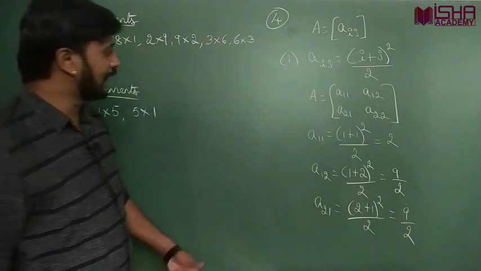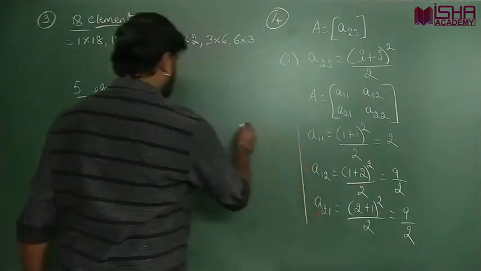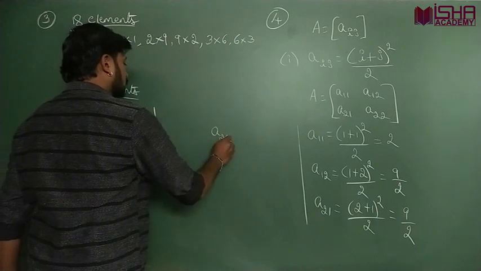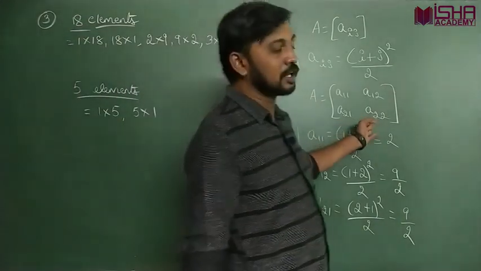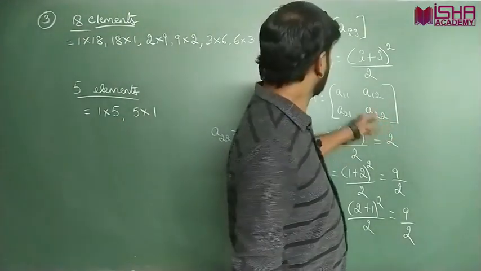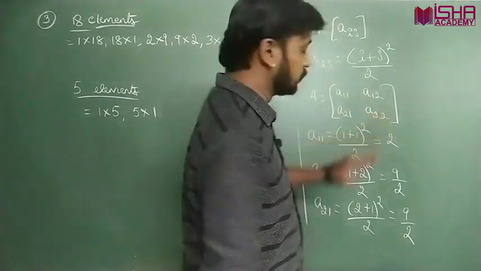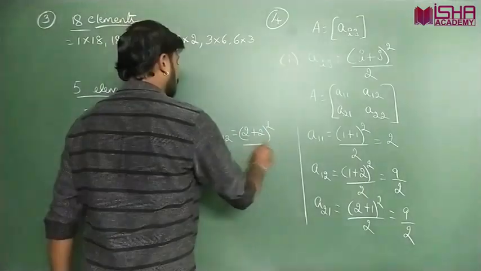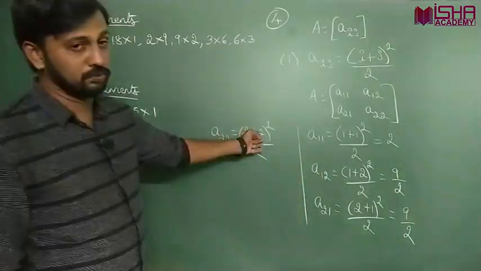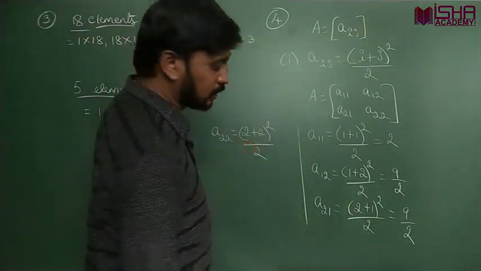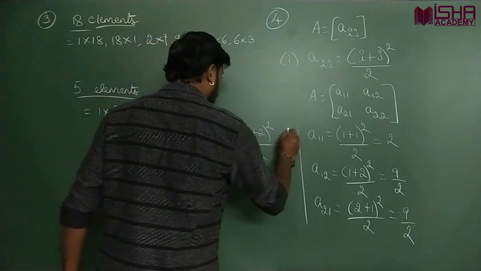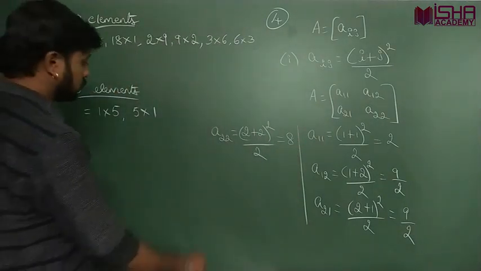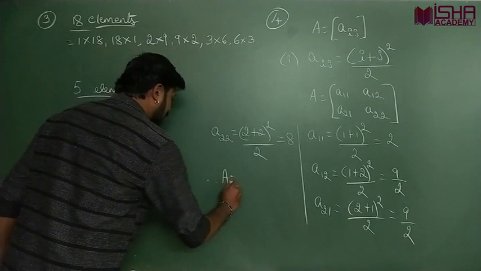And the last element, A22. A22 means second row, second column element. So put i equals 2 and j equals 2. So (2 plus 2) whole square by 2. So 2 plus 2, 4 square, 16 by 2 is nothing but 8. Okay? So therefore, what is matrix A now?